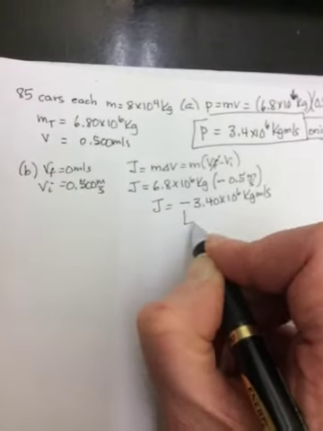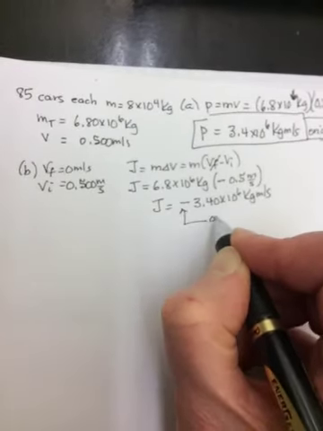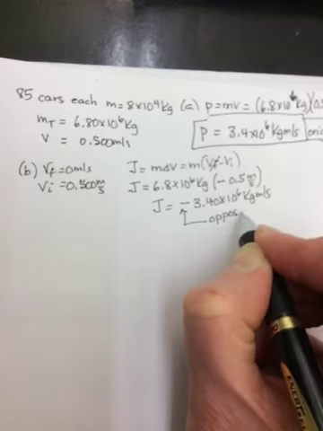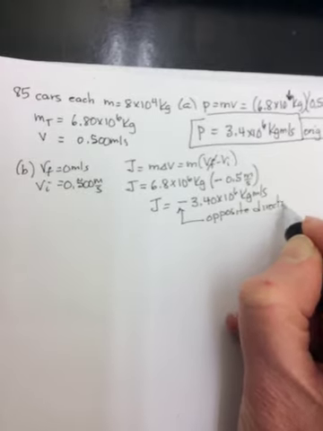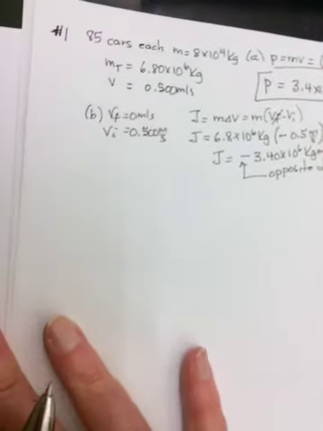What does the negative mean? It means in the opposite direction of motion. Okay, and that is really important. So opposite direction. That's number 1.